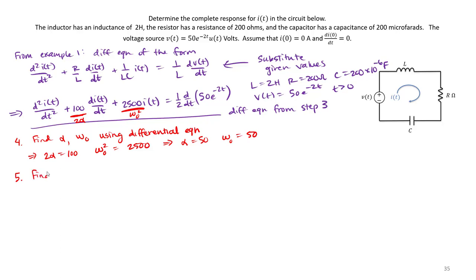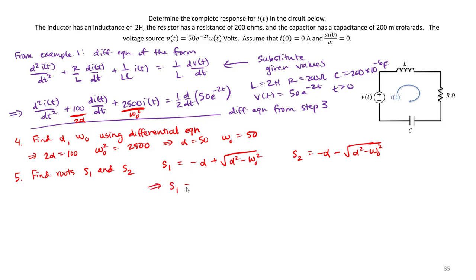In step 5, we need to find our roots, which are S1 and S2. And we know in our recipe, S1 is equal to negative alpha plus square root of alpha squared minus omega naught squared. S2 is equal to negative alpha minus square root of alpha squared minus omega naught squared. Here, notice both alpha and omega naught are 50. And so if we go ahead and plug those in, we determine that S1 is going to be negative 50 plus 0, or negative 50. And S2 is also going to be negative 50 minus 0, or negative 50.